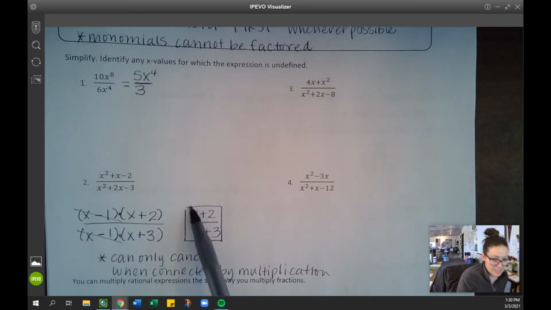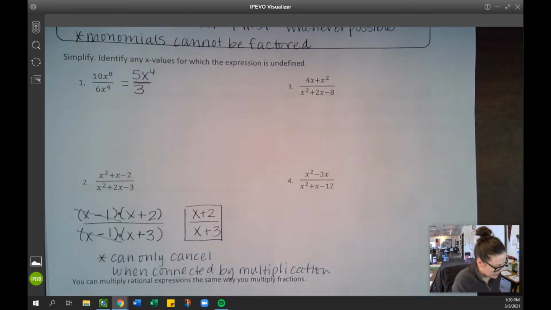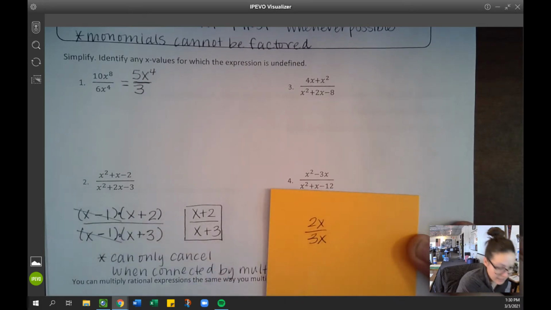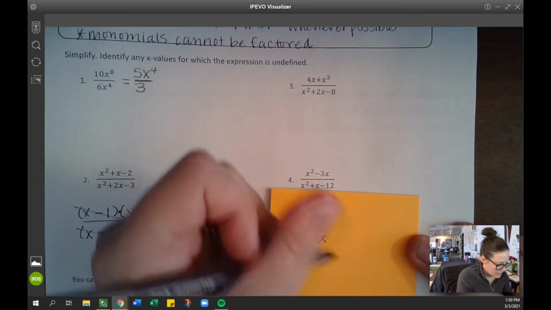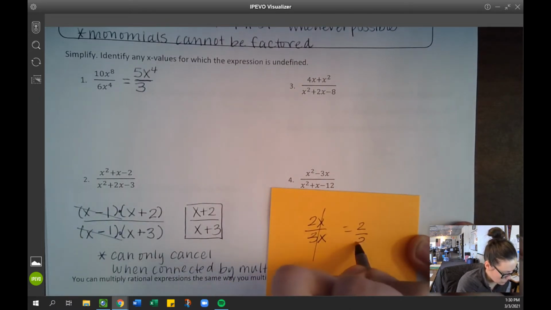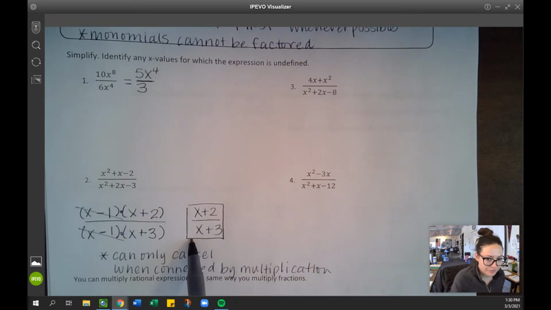So in this instance, the x's are not connected to the 2 and the 3 by multiplication. It would be different if, here, let me get a little sticky note here, let's say I had 2x over 3x. Then I could cancel out the x's and just be left with 2 over 3. But in this case, since it's connected by addition, not multiplication, we have to leave this as is.